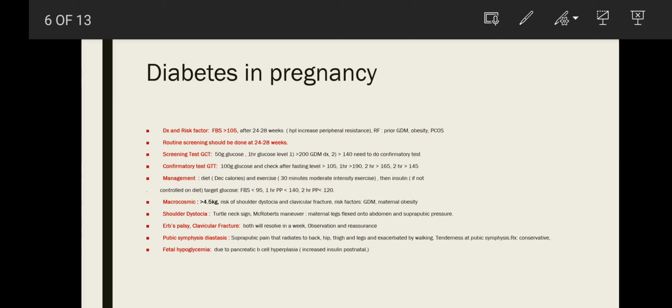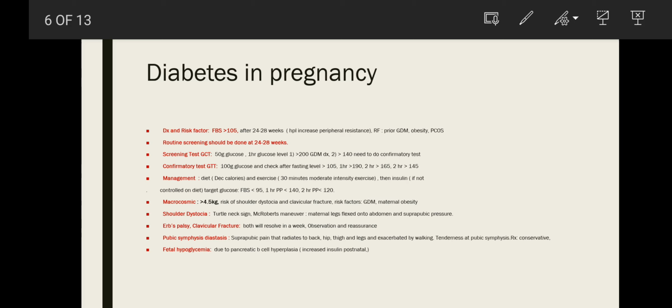Last condition which is associated with gestational diabetes is fetal hypoglycemia. It's basically due to hyperinsulinemia from beta cell hyperplasia. When the fetus is inside the mother's womb, due to the increased level of glucose, beta cell hyperplasia occurs, which increases insulin level. Then right after delivery, hyperglycemia is no more present, so the excess insulin results in hypoglycemia in the newborn.